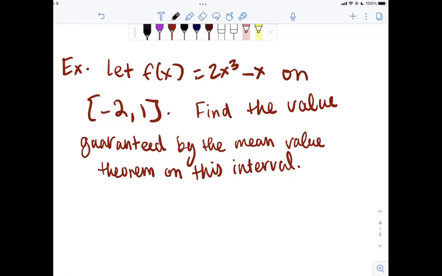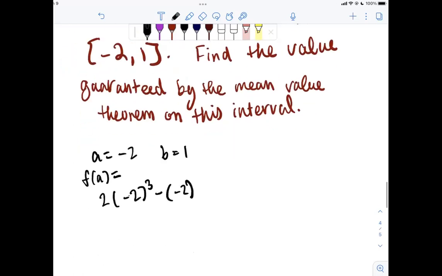All right, so let's see. In this case, our a in the mean value theorem is -2 and b is 1. And then we need f of a and f of b. So what's f of a? We're going to plug -2 into this. So that's 2 times (-2) cubed minus (-2). It seems like that's 2 times -8, so -16, plus 2 is -14.